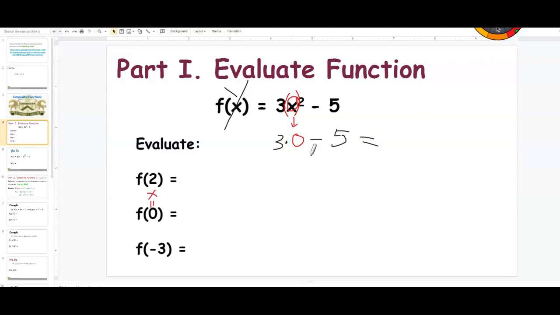And we're going to calculate the multiplication first. 3 times 0 is 0. And bring down the minus 5. So now the problem becomes 0 minus 5 equals what? It equals negative 5, and that's it. So when x equals 0, y equals negative 5. And that's it. Last one.